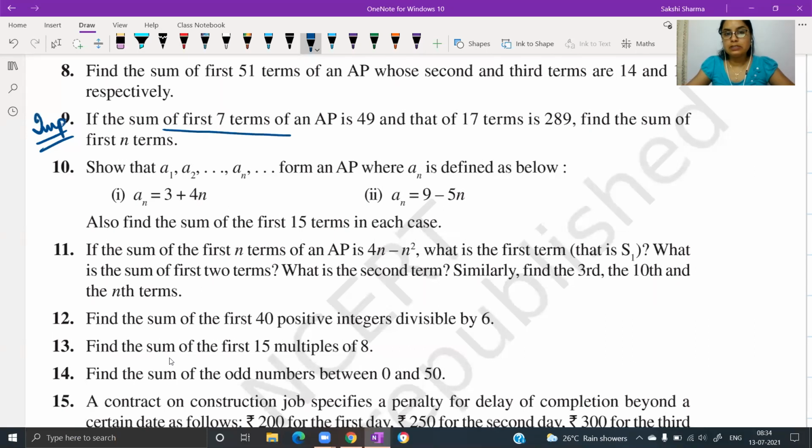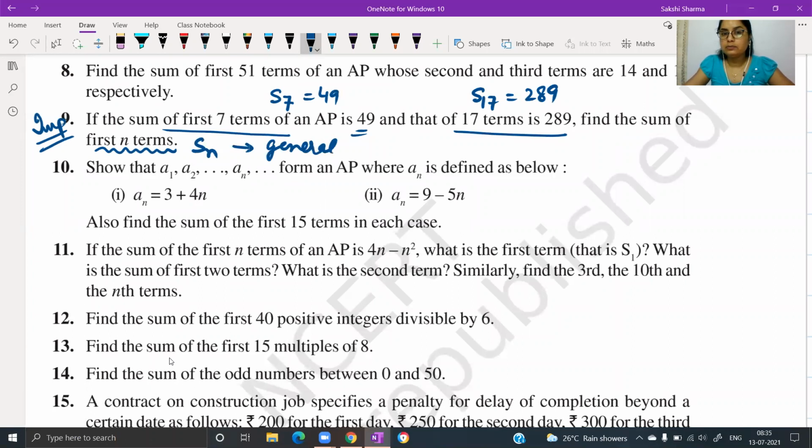The sum of the first 7 terms is 49. That means S7 is 49. And that of 17 terms, it's 289. So S17 is 289. You have to find out the sum of the first n terms. So this actually will be a general formula. Whichever arithmetic progression they are referring to, we will obtain a general formula for it using this. This is an important type.